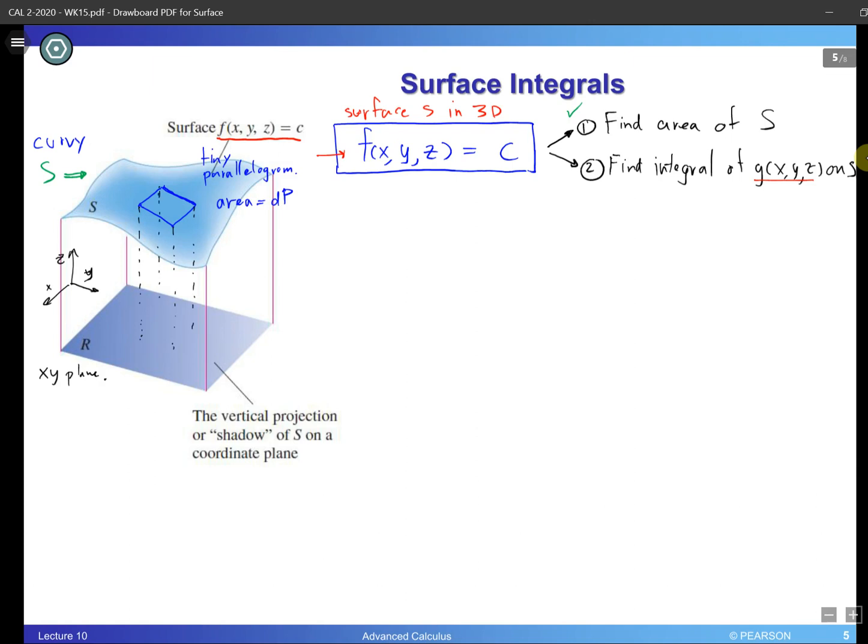So here we are going to get the projected piece on the xy plane, it should look something like this. Okay, let's highlight this. This one up here is dP on surface S, and this one down here is dA. The area of this piece down here is going to be equal to dA.